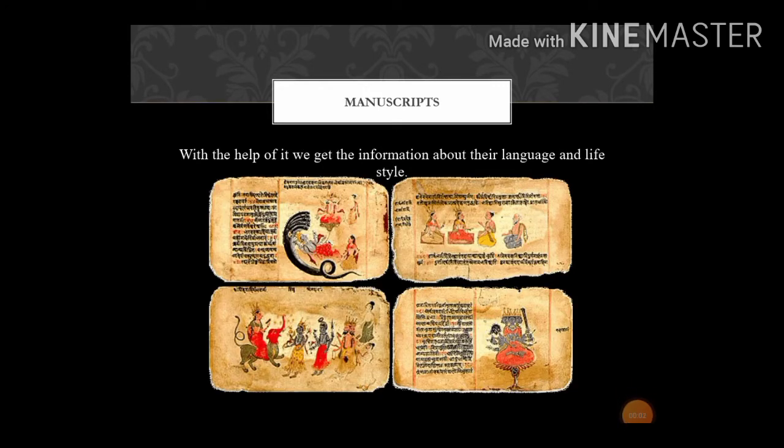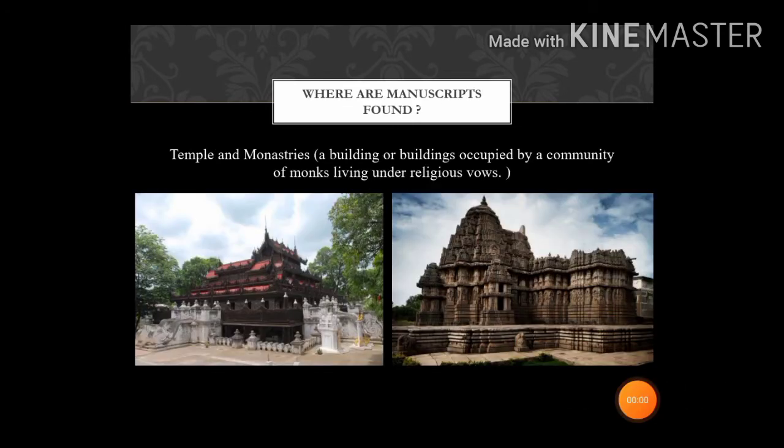Now, what are manuscripts? Records written by hand, as we already discussed previously, on palm leaf or on the birch bark, and the content written on them was found in Sanskrit, Prakrit, and in Tamil language. But as they were not processed like today's modern paper with chemicals, there had been an issue that over the years, many of those manuscripts were eaten by insects and hence have been destroyed. And those manuscripts can be found in the temples and monasteries. Monasteries are places occupied by a community of monks living under religious vow.